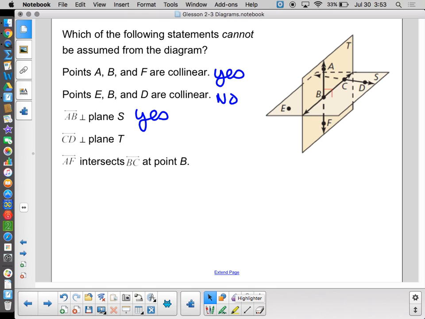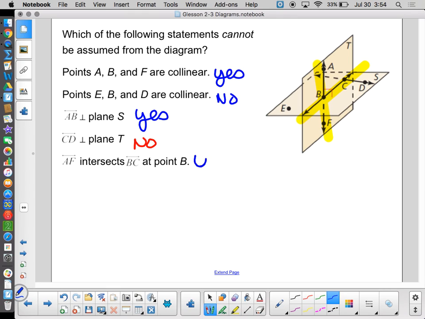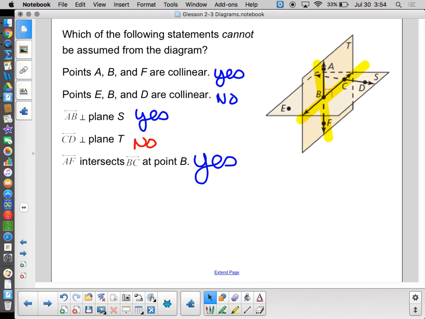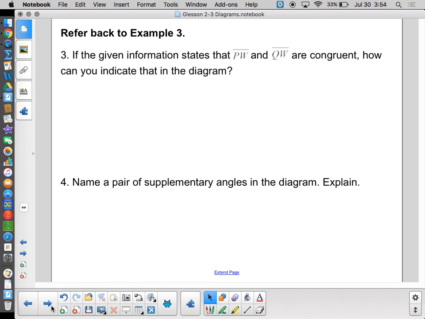Line CD is perpendicular to plane T. Let's take a look. Line CD, plane T. Ooh, I don't know that to be true. There's nothing to indicate that that is a right angle. So no, cannot make that conclusion. And finally, AF intersects BC at point B. So AF intersects BC at point B. Yes, that's drawn, so that is a valid conclusion. So again, reading diagrams and being able to interpret them accurately without jumping to conclusions is important.